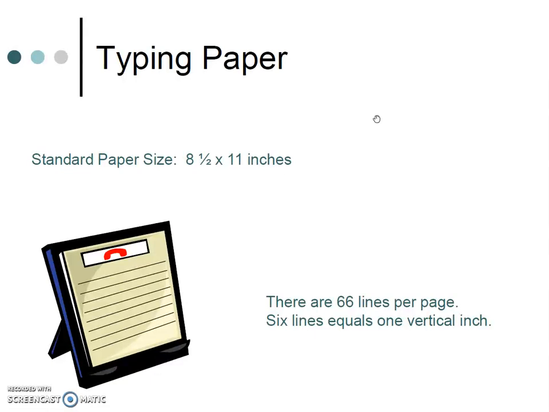Typing paper is your standard paper size, which is 8.5 by 11 inches, okay, which means 66 lines can fit on a page. Okay, 6 lines equal 1 vertical inch. Okay, so there you go. That's important to know when formatting.